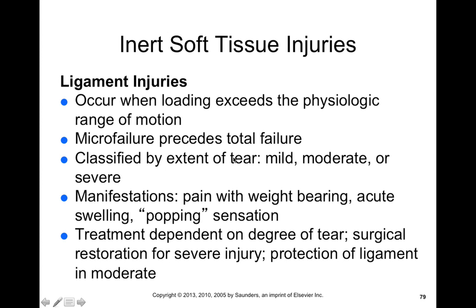Now, microfailure typically precedes total failure. So you're going to find smaller ruptures before the entire ligament tears. It's classified by the extent of the tear, whether it's mild, moderate, or severe, and the manifestations include pain with weight bearing, as well as acute swelling and maybe even a popping sensation if it's a ligament that supports a joint that moves a lot. Now, treatment depends on the degree of the tear, whether you may require surgical restoration if it's a severe injury, or just protection of the ligament. That way it can actually heal back together if it's moderate or mild.